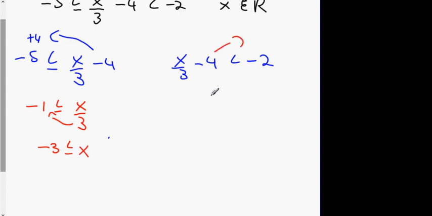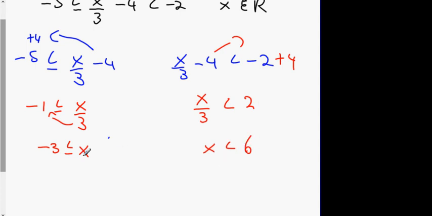Bring the 4 over to your side and what happens? When a 4 crosses... Minus 2 plus 4? Plus 2. Am I allowed to multiply up to 3? Because it's a positive number. x is less than 6.